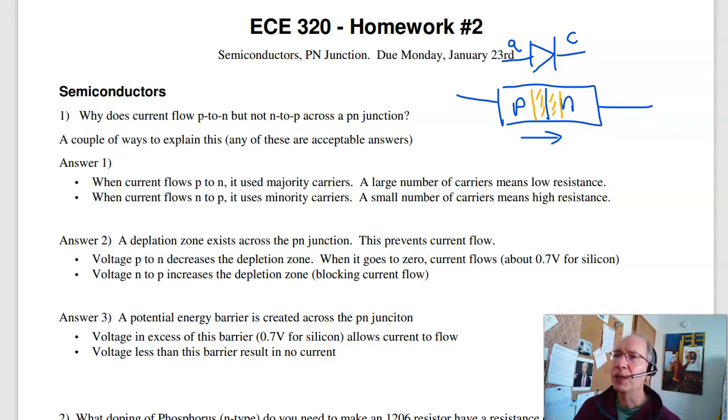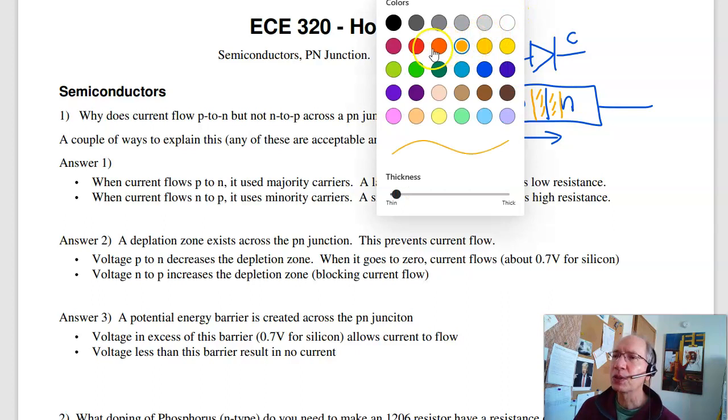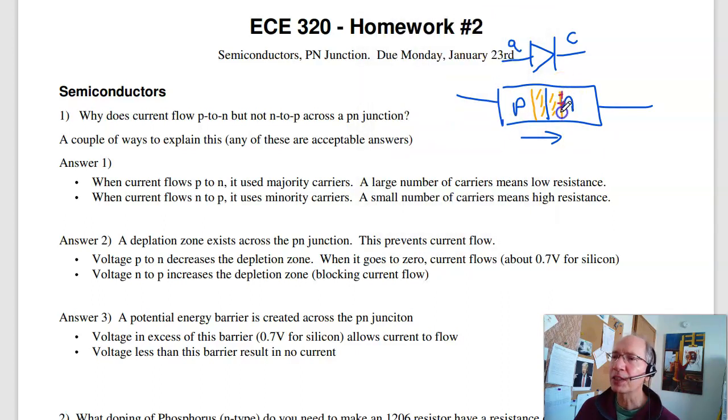Third explanation is with those charge carriers diffusing, I have a whole bunch of plus charges over here. I have a whole bunch of minus charges. That winds up with about a 0.7 volt potential energy barrier. That's for silicon. Different materials have different potential energy barriers. But there's about a 0.7 volt potential energy barrier across this. I need at least 0.7 volts for current to flow.